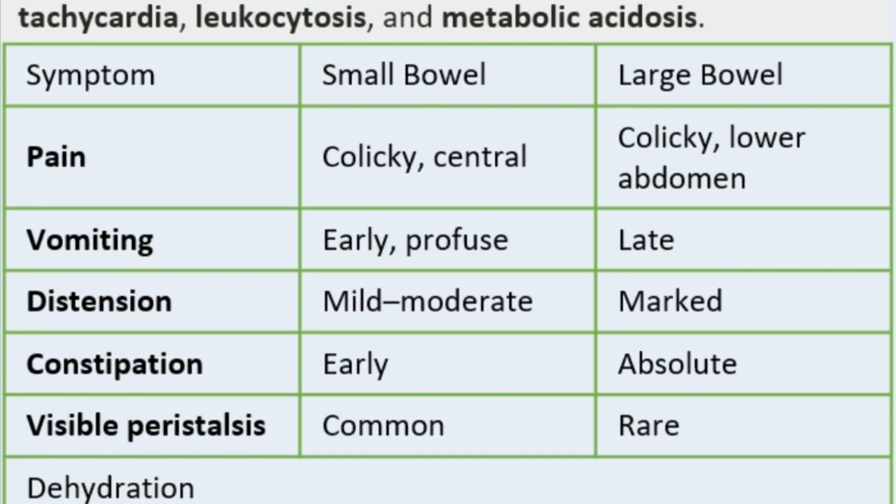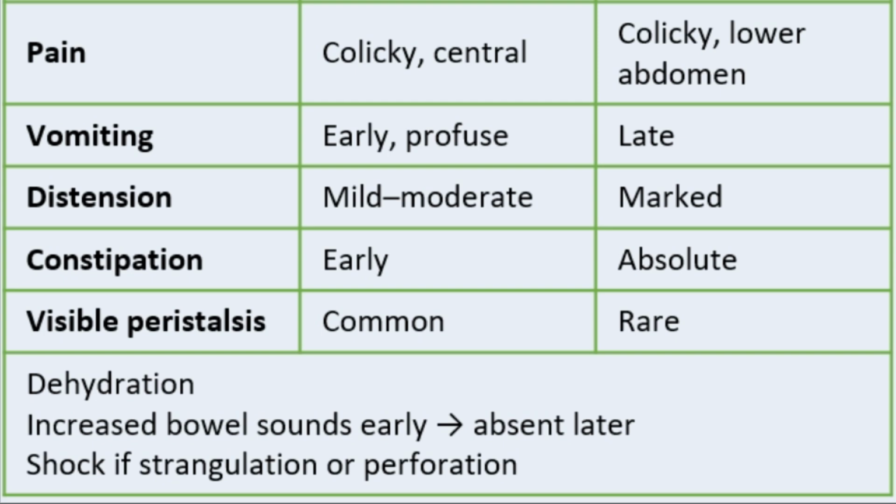Then we have visible peristalsis. So when you look at the abdomen, you may actually be seeing peristalsis taking place, and this is more common in small bowel and very rare when it comes to the large bowel. Then in both cases, you can have some signs of dehydration. You can have increased bowel sounds, and this is going to be in the early stages. Later on, the bowel sounds are going to disappear. Then we're going to have shock, if there is strangulation or perforation.